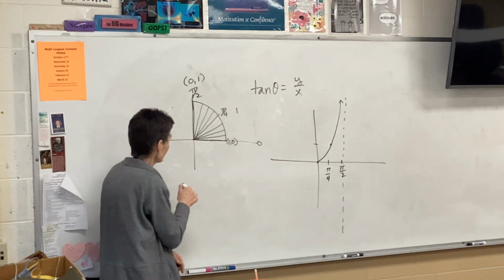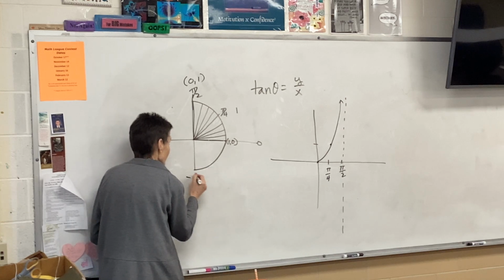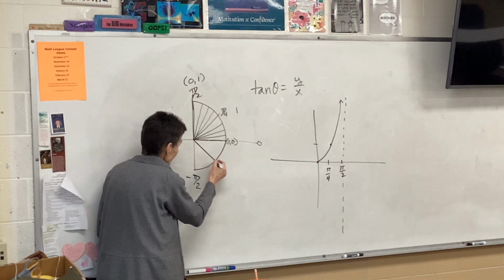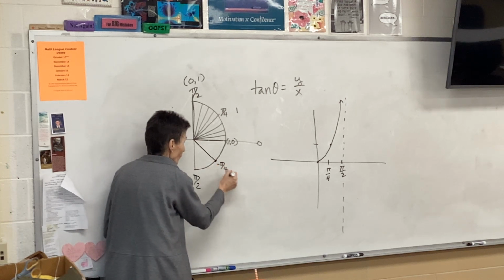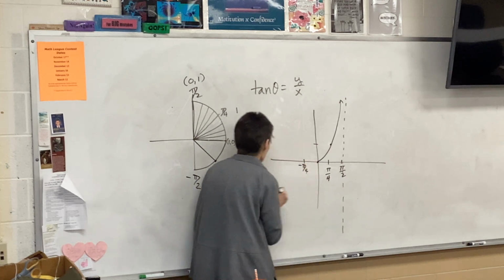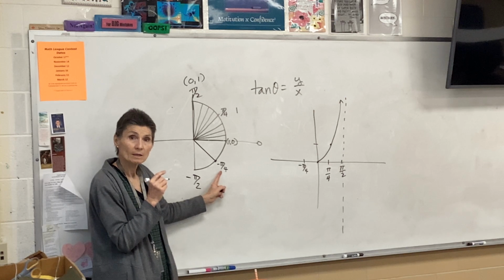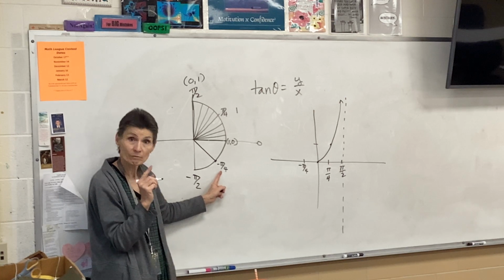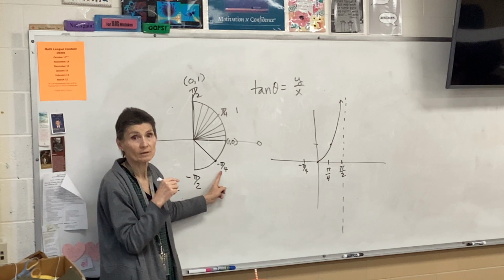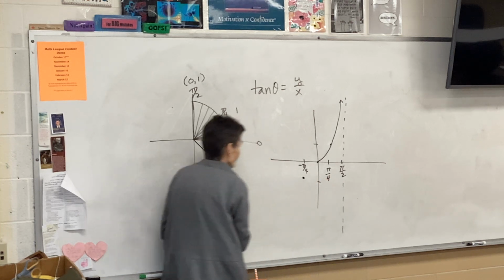Now, let's look down here. Let's look at this half of the circle. So this would be negative pi over 2. And again, right here at negative pi over 4, my slope is what? At negative pi over 4, that slope would be negative 1. Y and x are the same, but y is negative. So that slope is negative 1.